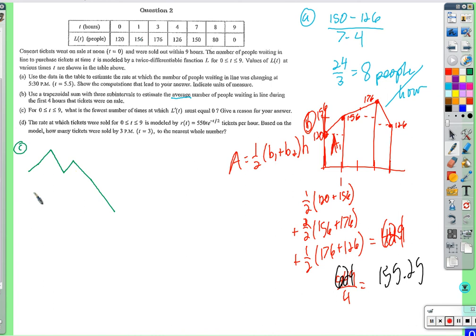let's see. So L prime of t is greater than 0, positive slope, from 0 to 3. L prime of t is less than 0 from 3 to 4.